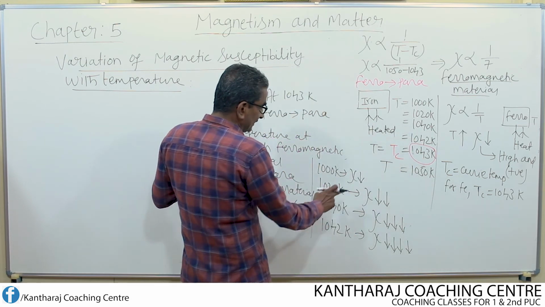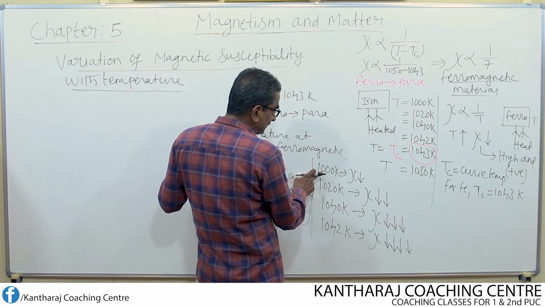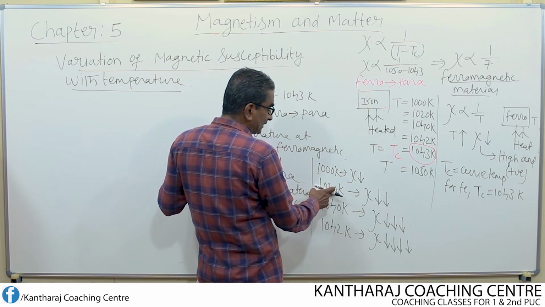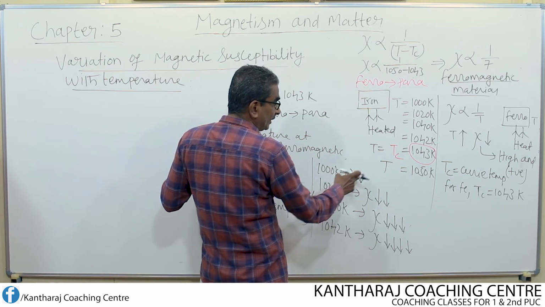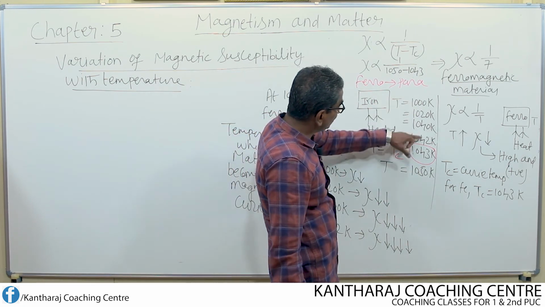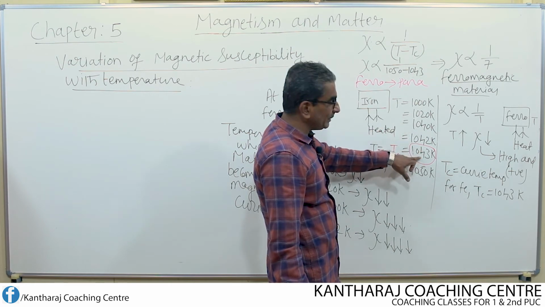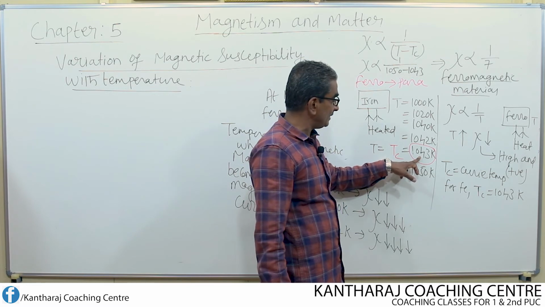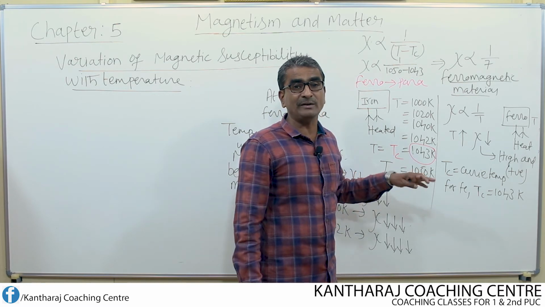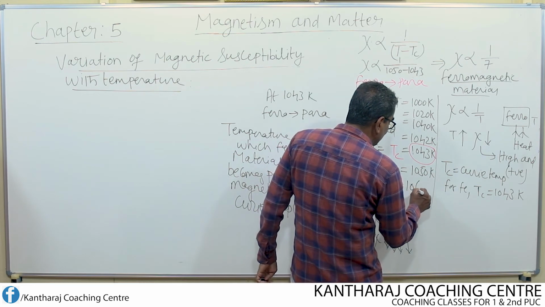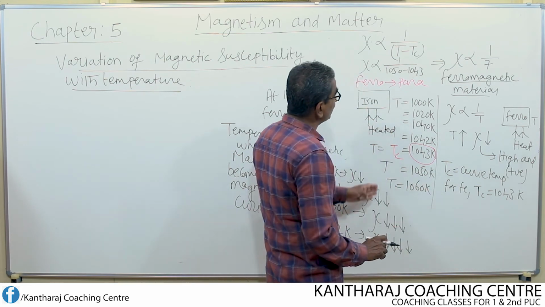Whereas up to here, susceptibility used to vary inversely with the temperature itself, 1000 Kelvin, 1020 Kelvin. So up to the critical temperature it goes like that. Susceptibility always varies with this temperature. Then once we cross this critical temperature, known as Curie temperature, susceptibility begins to vary only with excess of temperature.